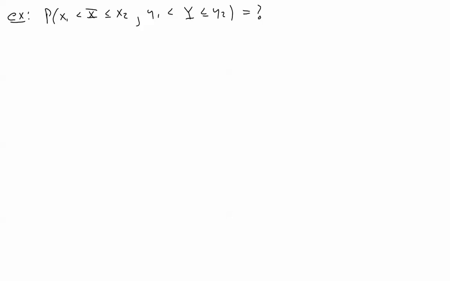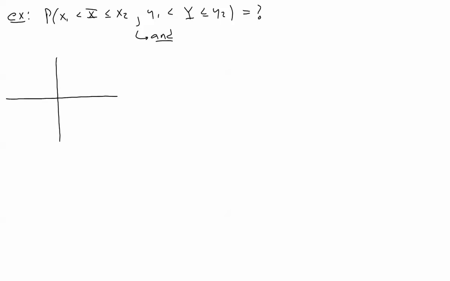Right? How do we calculate the probability that x lies within some range between x1 and x2, and at the same time, simultaneously, random variable y lies within a range y1 to y2? Remember, that is an and. That comma means a conjunction, simultaneously, at the same time. All right? So what this is asking, let me make a little sketch here.